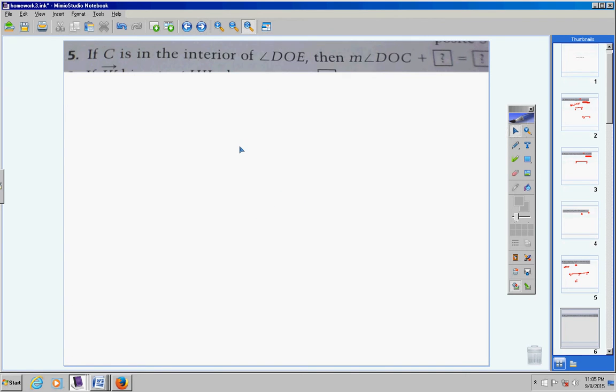C is in the interior of angle DOE. So let's go ahead and draw angle DOE very quickly. It's so helpful, guys, to take the words they give you and draw a picture. C is in the interior. It doesn't matter where you put C. Put C wherever you want to. I'm going to put it there. Now, how do I know to draw a line or a ray coming through here? Because of this right here. It says angle DOC. See it right here? Angle DOC. So there has to be a line drawn.